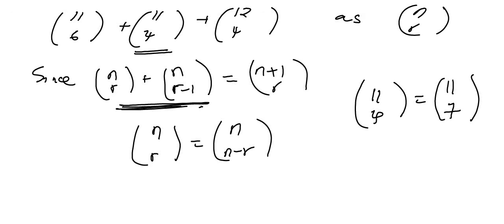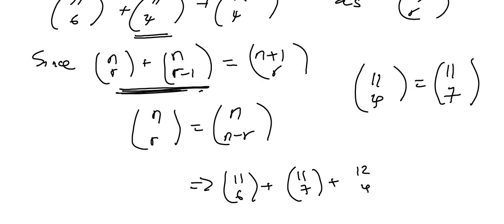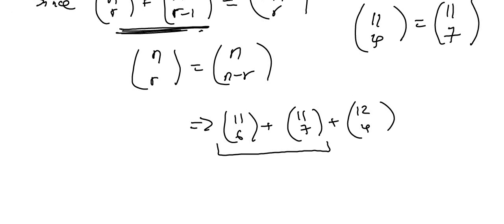So I'll rewrite the whole question. The whole question can now be rewritten as 11 choose 6 plus 11 choose 7, then plus 12 choose 4. You notice that these two now qualify for this rule, because the numbers at the bottom differ by 1. So we can write this as 12, then we pick the bigger one, which is 7. Then plus 12 choose 4.